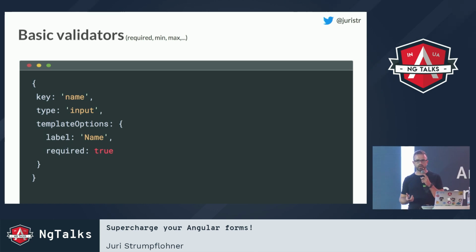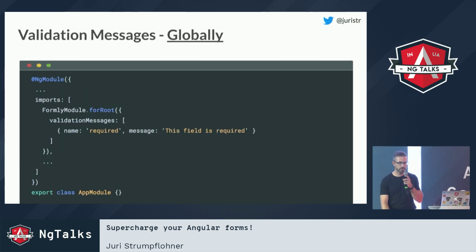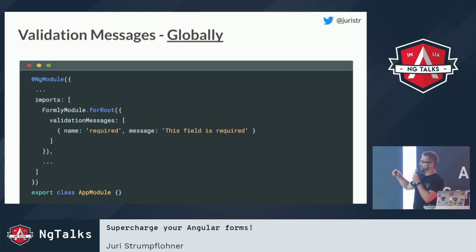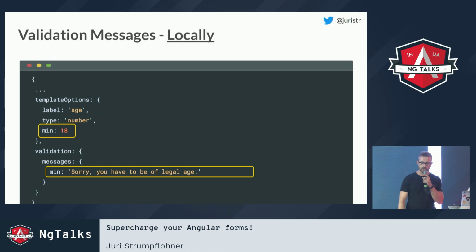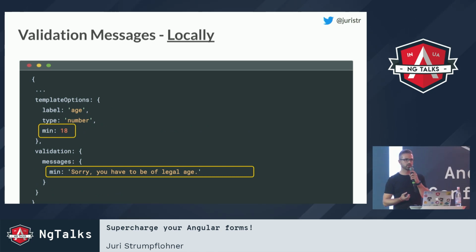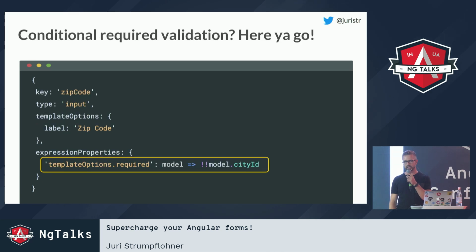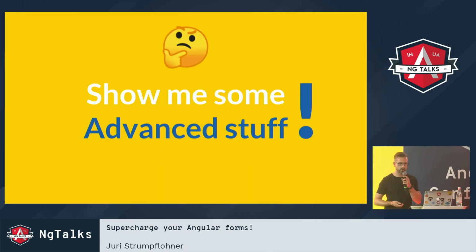Now you might wonder where the message comes from, because you obviously have to display a message below the field. And here we have different possibilities. We can either use forRoot in the Formly module, where we basically enter the name of the validator and the message, and that would hold for the entire application. Or if you have a more specific case, you can directly hook that into the validation methods of your Formly configuration, right? That's when you want to personalize it a bit more.